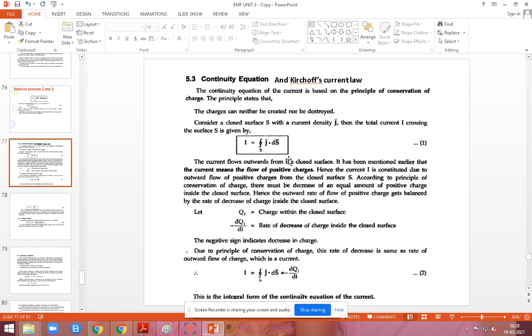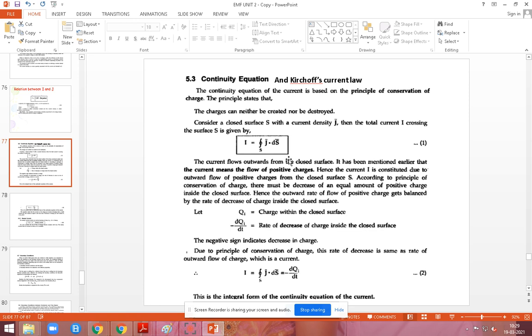Then, the continuity equation and Kirchhoff's current law. The continuity equation is represented with the help of the current I and the current density J vector. That continuity equation is written by using Kirchhoff's current law. I think you all know what Kirchhoff's current law is. It's nothing but the current flowing at a node point.